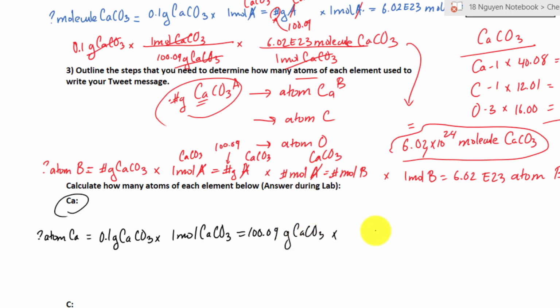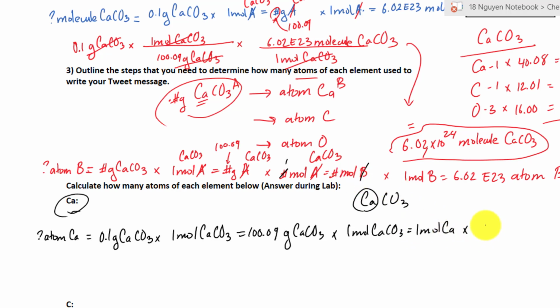Times our next conversion factor, which in this case is the number of moles of calcium carbonate, and of course this is always 1. 1 mole of calcium carbonate equal to how many moles of B? B in this case is going to be your calcium. So in CaCO3, how many calcium do you see? Just 1. So it's 1 mole of calcium. And that's pretty much it.